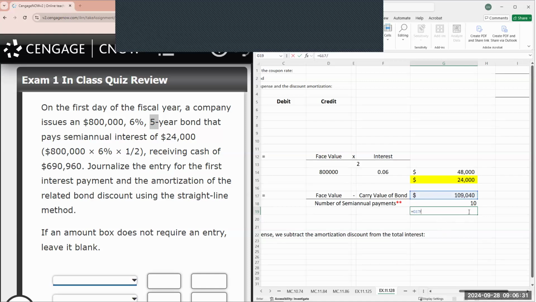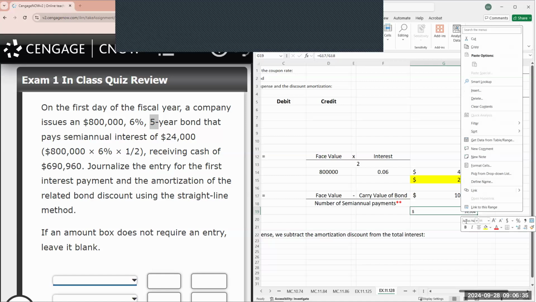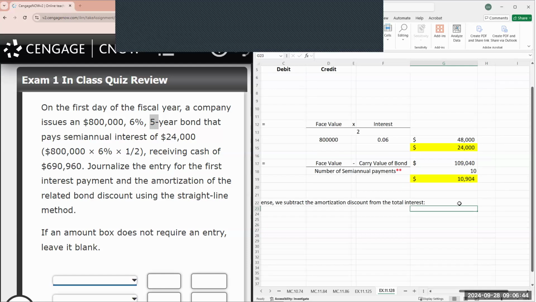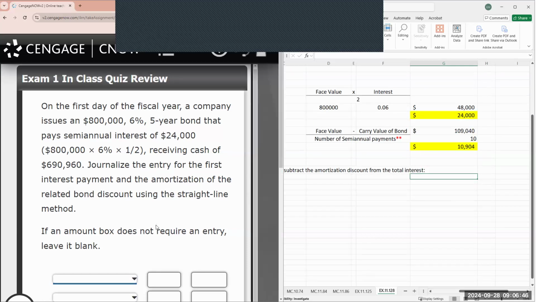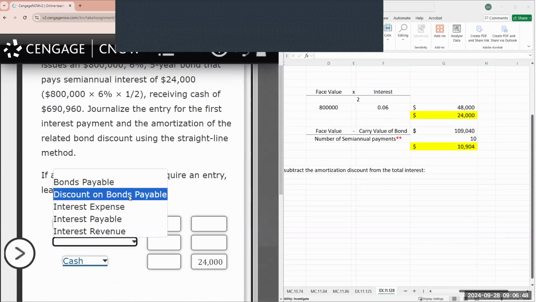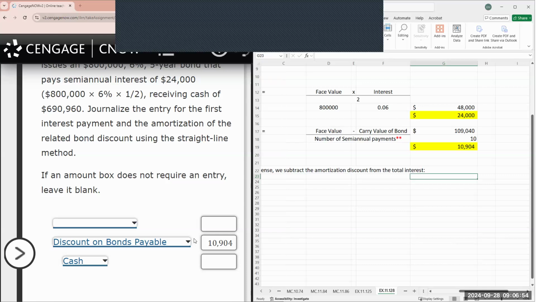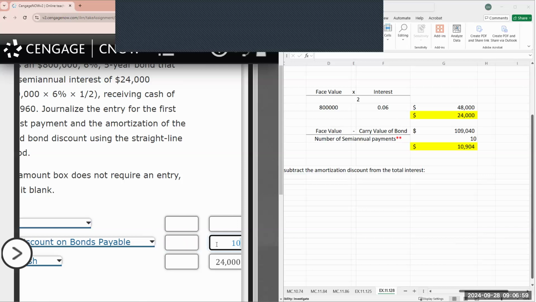So we divide the 109,040 by 10 periods. Therefore, this 10,904 represents the amortization for each semi-annual payment. So we credit our discount on bonds payable for the 10,904. Sorry, it's going to be a credit, 10,904.